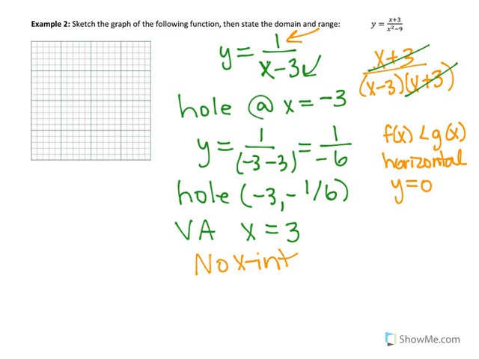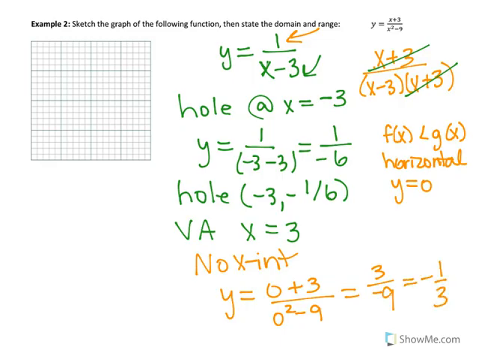We can find our y-intercept by plugging in a 0 for x. So we have 0 plus 3 over 0 squared minus 9, so it's 3 over negative 9. Oops, I wrote another 3. Which equals negative 1/3. So that's our y-intercept.